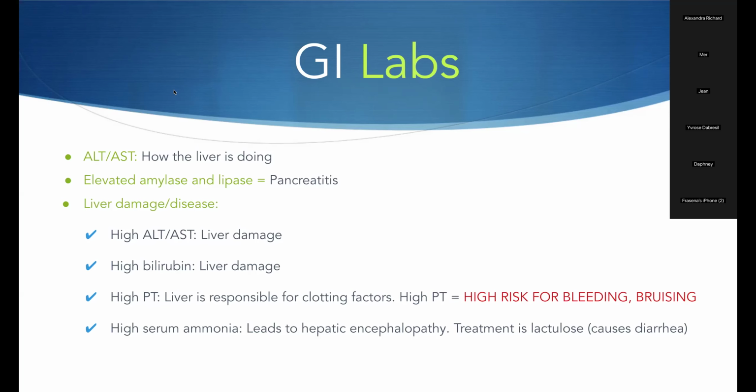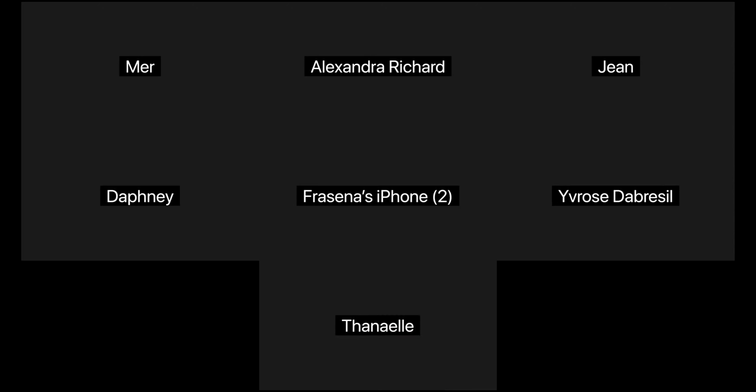So liver damage: high ALT, AST, high bilirubin, high PT, high INR, and high ammonia. And the only thing that's going to be low really is the platelets. But we talked about that already. Also, we talked about, we said high albumin. Okay. All right. So that is that.